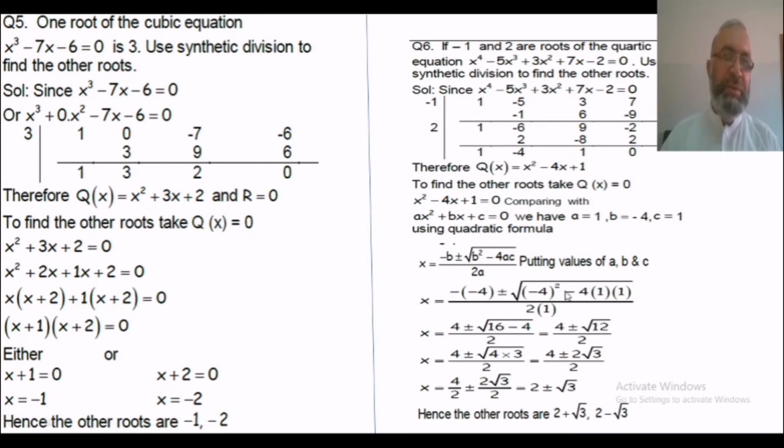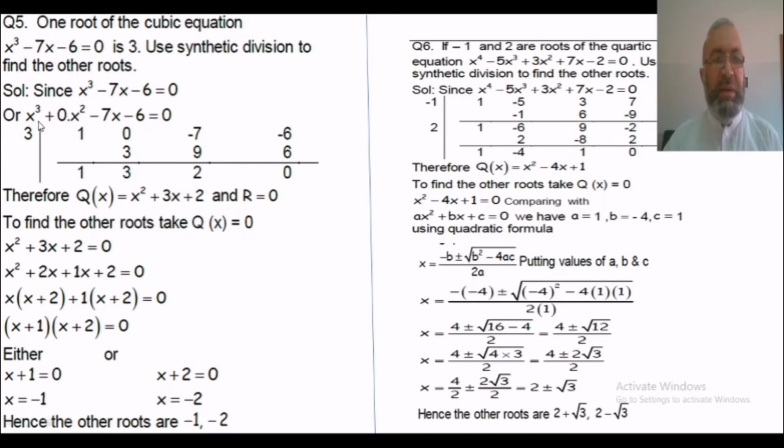Next question is 5. One root of the cubic equation x cube minus 7x minus 6 is equal to 0 is 3. Use synthetic division to find the other roots. So one root is given, that is 3. We divide this equation by 3 by synthetic division. First of all, write this equation in descending order. Here x square is missing, so for x square we write x cube plus 0x square minus 7x minus 6 is equal to 0.